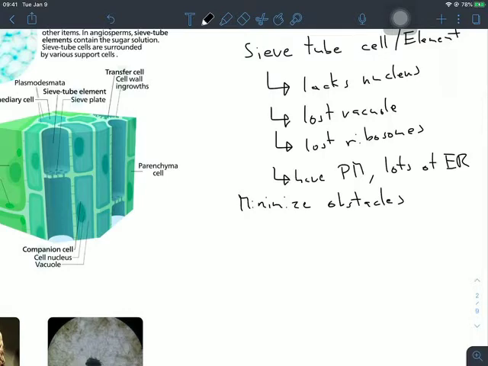Now, our other type of cell, and these two are paired, is called a companion cell.